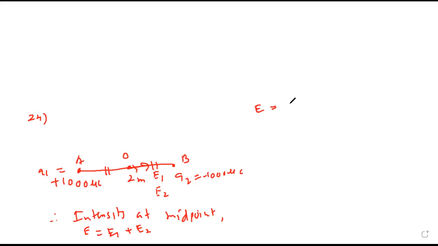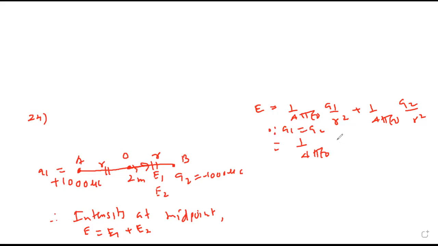Equals 1 upon 4 pi epsilon naught q1 upon r square, both distances are same, I am calling r, plus 1 upon 4 pi epsilon naught q2 by r square. So this is 1 upon 4 pi epsilon naught. Charges q1 and q2 both are same, so it will become twice of q1 upon r square.